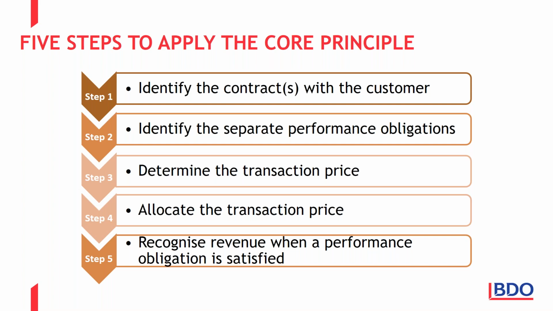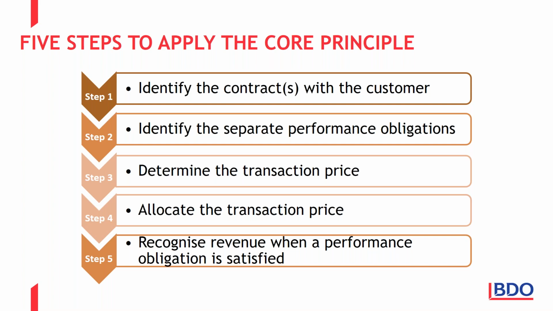And in step 4, we take that total transaction price that we've determined in step 3, we allocate it over the separate performance obligations that we've identified in step 2. And then in step 5, and this is really important, and this is the bit that not-for-profit entities should not rush over, is we recognize revenue when a performance obligation is satisfied.